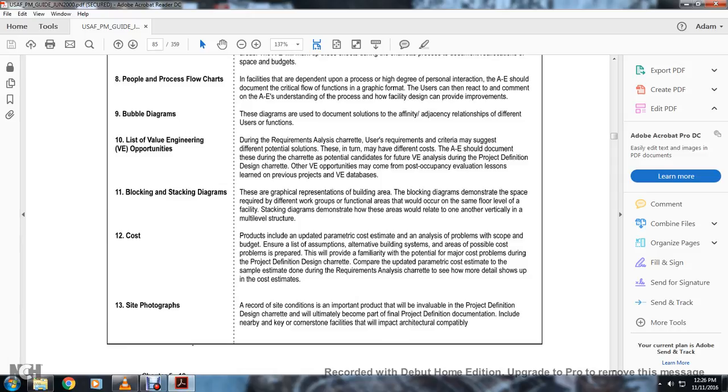11. Blocking and stacking diagram. The graphical representation of the building area. The blocking demonstration of the space required for the different working groups. Functional areas that would occur with the same floor, the level of the facility. The stacking diagrams demonstrate how the areas would relate to one another vertically and multiple levels.